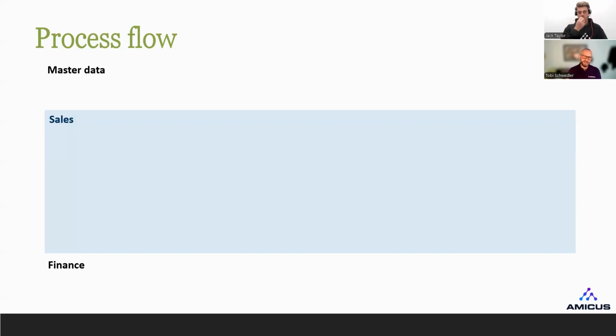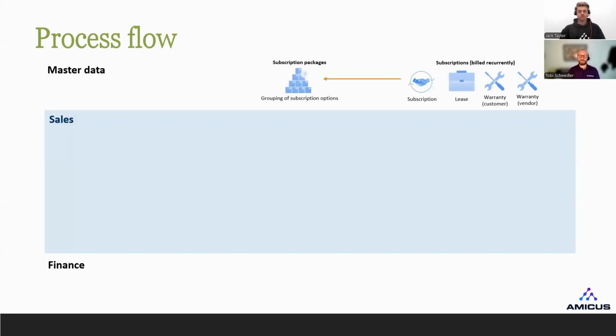I tried to make this process flow as simple as possible, but it's not super simple. I would recommend going over it, starting with the master data, where you can define, okay, what are my subscriptions? What am I selling? Basically, what are my products? What do they bring when it comes to subscriptions? And you can create packages out of this, and you can assign these packages to items. So this is, I think, pretty straightforward.